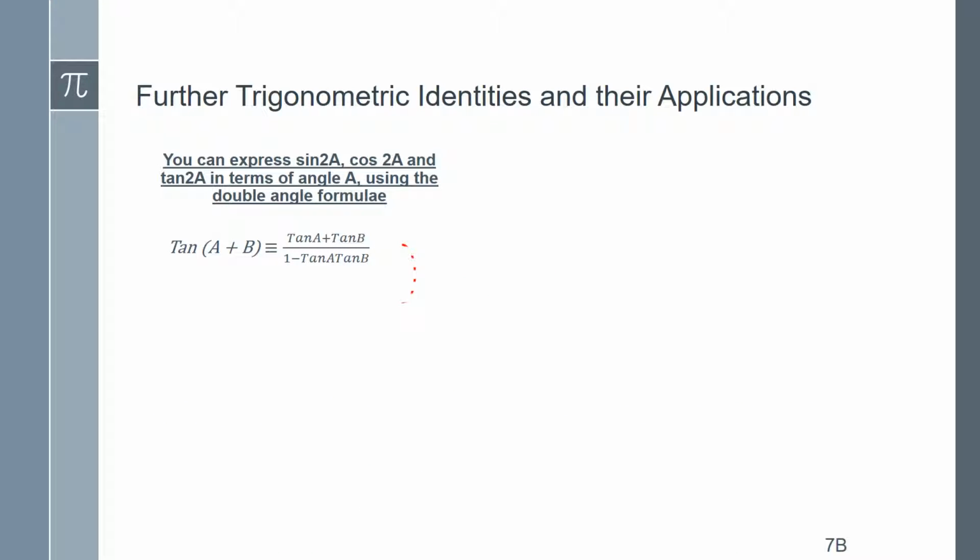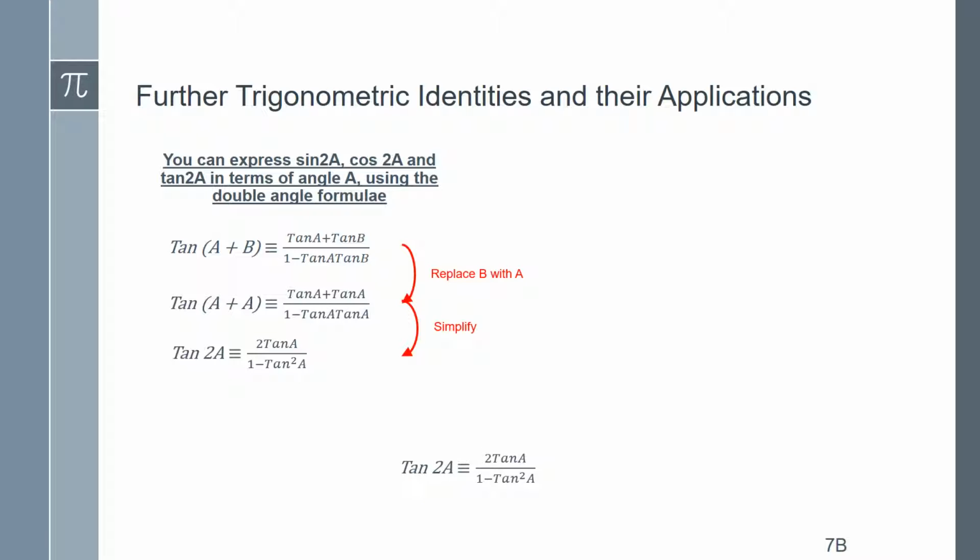Tan (A plus B), same idea, replace the B with an A. Tan (A plus A) is tan A plus tan A over 1 minus tan A tan A, which is 2 tan A over 1 minus tan squared A. So a half tan 2A is tan A over 1 minus tan squared A.